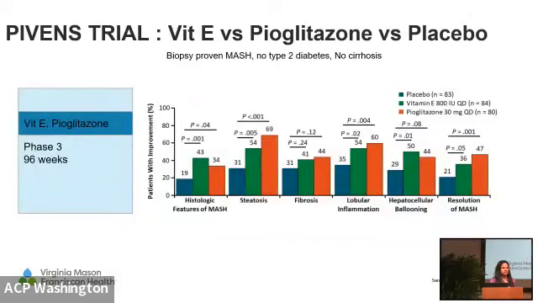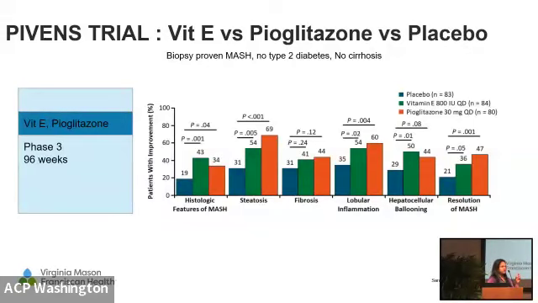So, just changing gears to medications. The vitamin E and pioglitazone. This was a study from about 10 years ago that looked at vitamin E versus placebo versus pioglitazone. There was improvement in steatosis in the vitamin E and the pioglitazone groups, but not much improvement in the fibrosis. So it appears to improve the steatosis, but not the liver fibrosis.